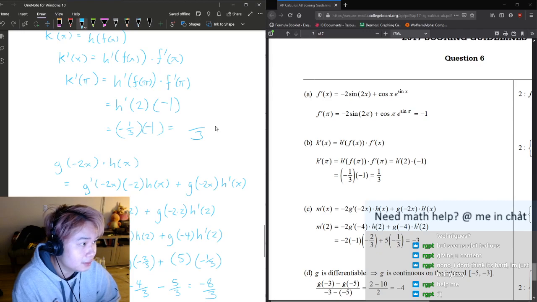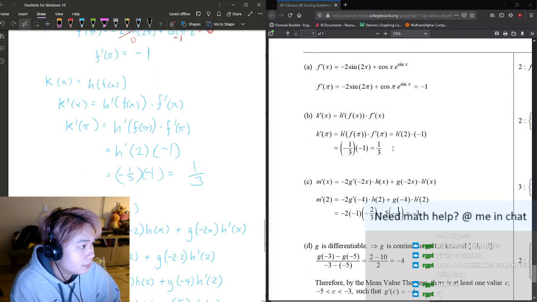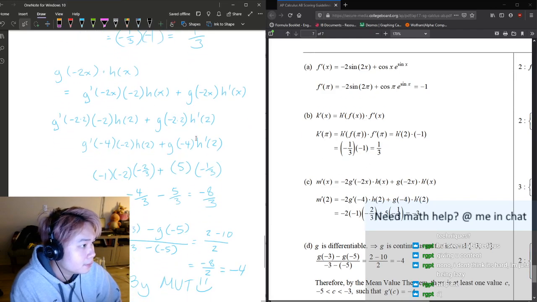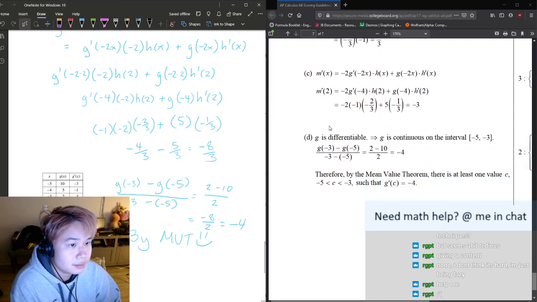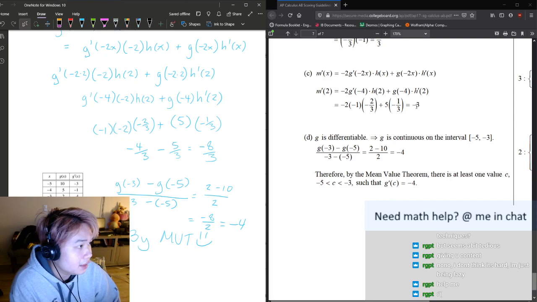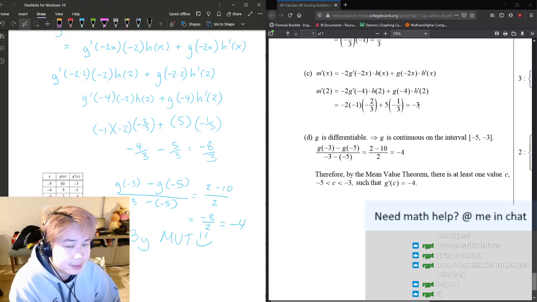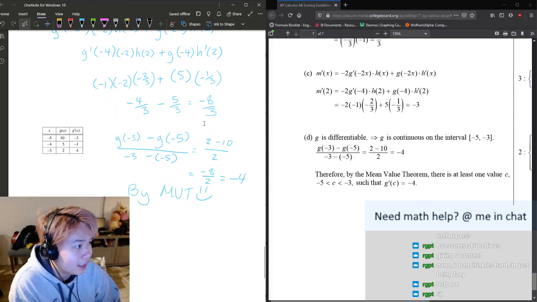is negative 1, negative 1. So this is just 1 over 3. Yeah, 1 over 3. Yeesh, this is not looking good. Okay. They have negative 3. And I do not have that. I have negative 8 over 3.